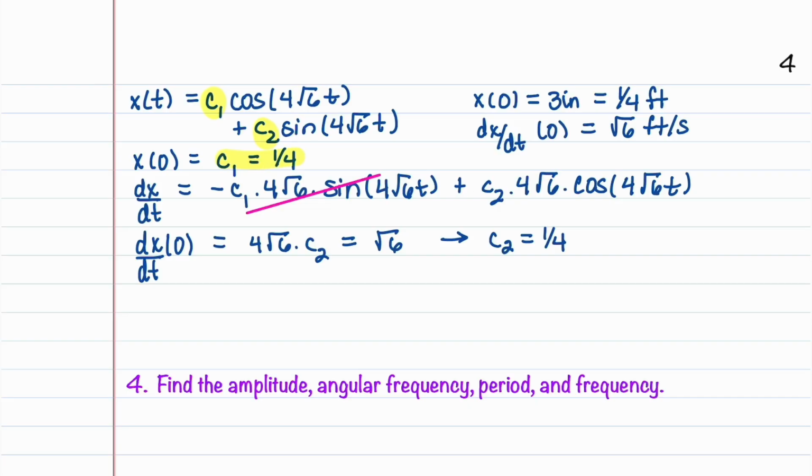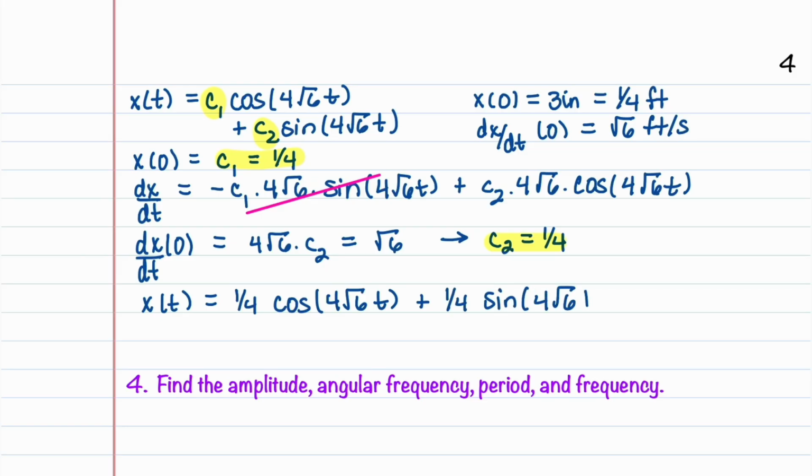Here's our c1, and there's our c2. Let's plug them back now into x of t. So we get x of t is c1, which is 1/4 cosine 4 root 6t, plus c2, which is 1/4 sine 4 root 6t. And there's our solution.